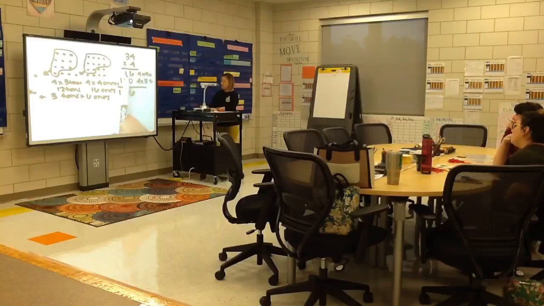So when we're looking at this, if you look at the standard algorithm, when we did 34 times 4, we had 16, which was 4 groups of 4 ones. Then we had 120, which was 4 groups of 3 tens, or 12 tens. Then when we add those up, we get our final product of 136.